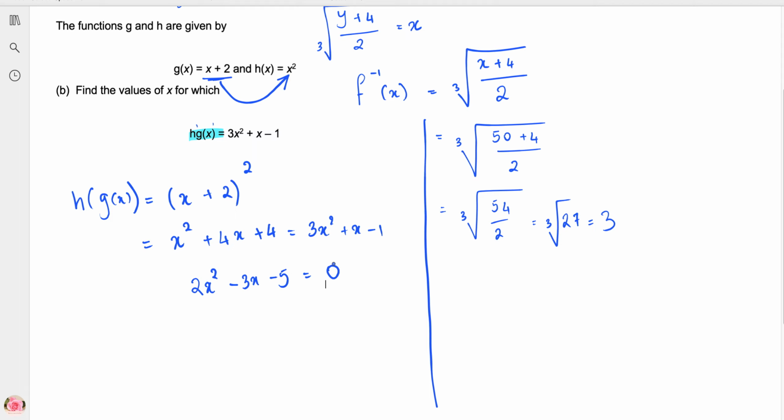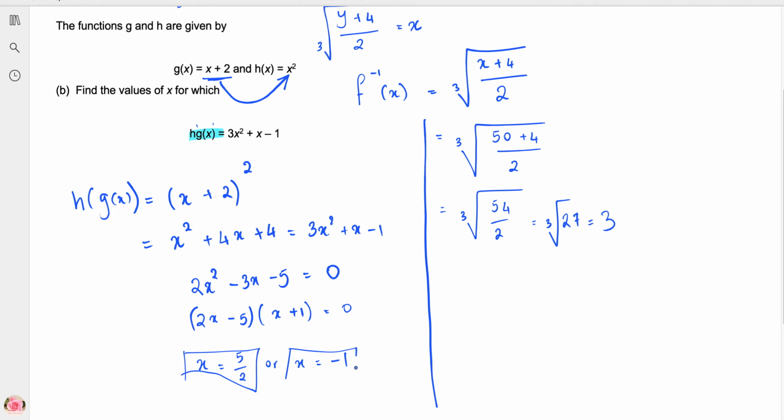So you have two options here. If it's your calculator paper, then you can use the quadratic formula. But it's always nice to see whether it factorizes. In this case, it does factorize quite well. So (2x minus 5)(x plus 1), to get minus 5. And then solve both of them. So you're going to end up with x equals 5 over 2, or x equals minus 1. Those are your two sets of solutions.